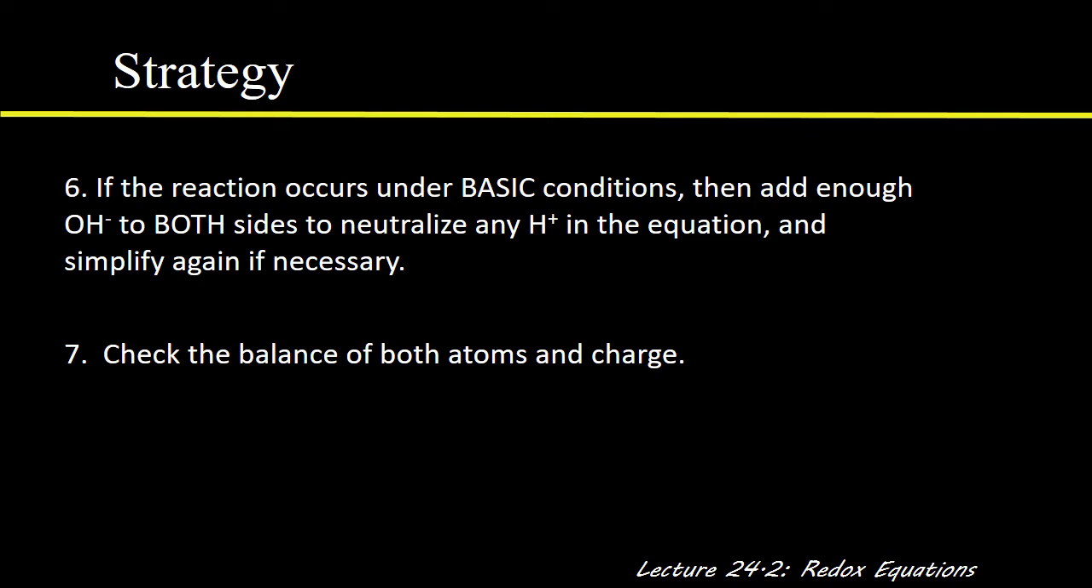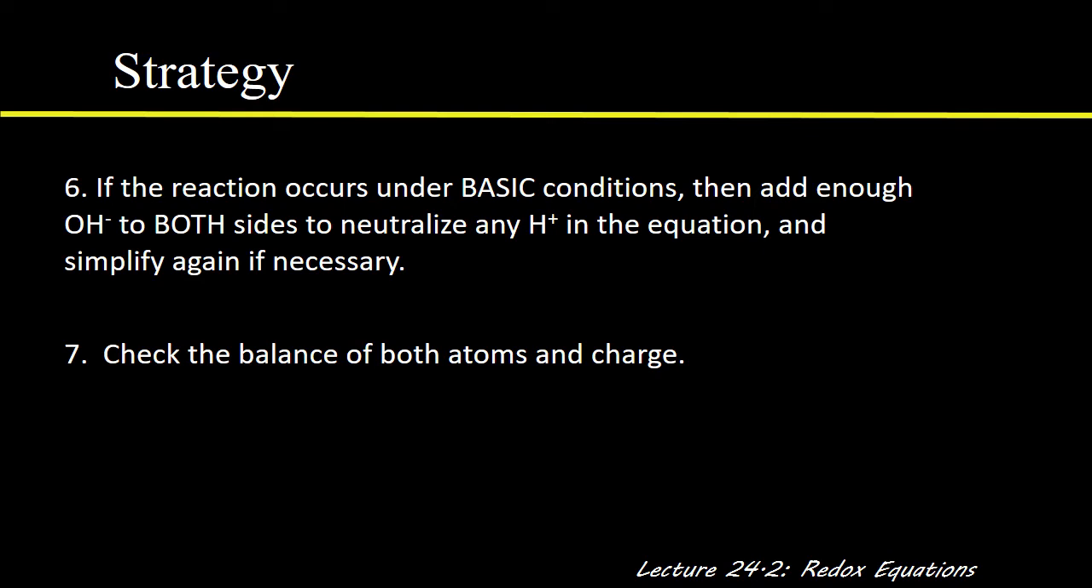Then, if we have to balance under basic conditions, we're going to fix that by neutralizing all of the H plus by adding hydroxide ions. That way, our reactions are going to contain hydroxides instead of hydrogens, and it will be suitable for basic conditions. The thing you have to remember is that a chemical equation is a lot like an algebraic equation. Anything you add to one side, you have to add to the other side. So if we add 6 hydroxides to the reagent side, we also have to add 6 to the product side.